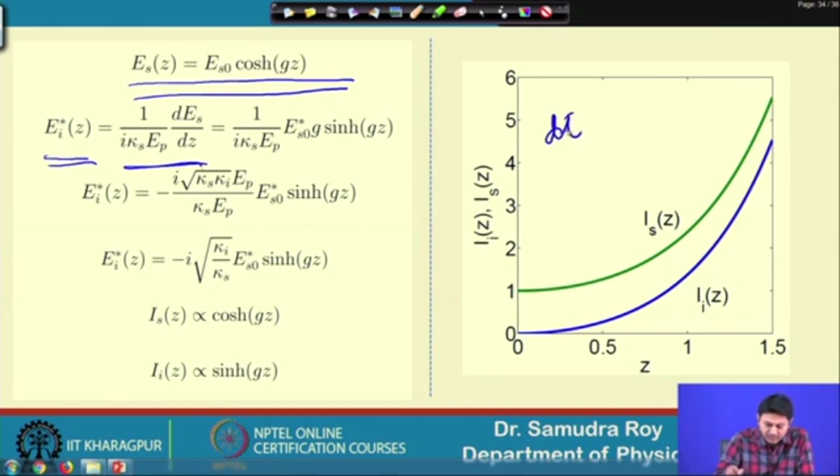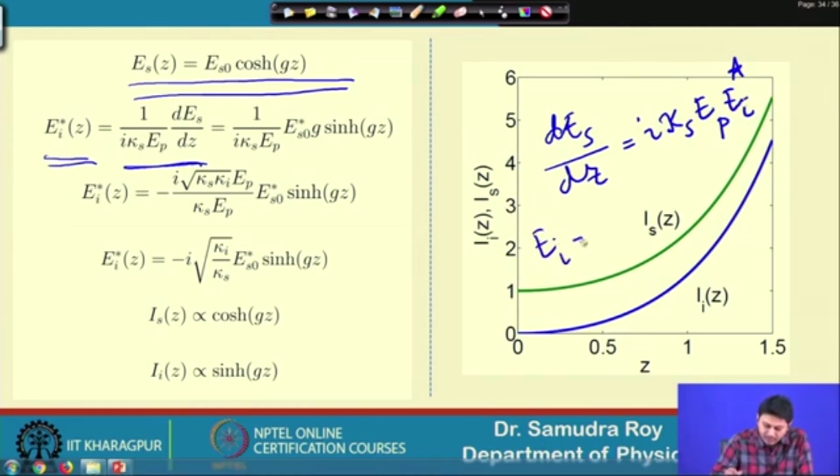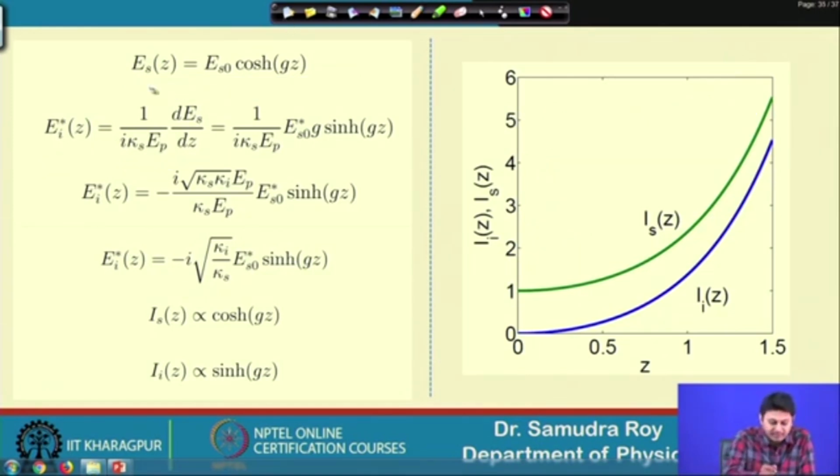If we remember, dE_S/dz was i kappa_s E_P E_I star. So, if I try to find out E_I star, then E_I star will be simply 1 divided by i kappa_s E_P times dE_S/dz. That means if I know my E_S, then if I take a derivative, this derivative gives me E_S0 star g sinh of gz, and i kappa_s E_P, and E_I star.